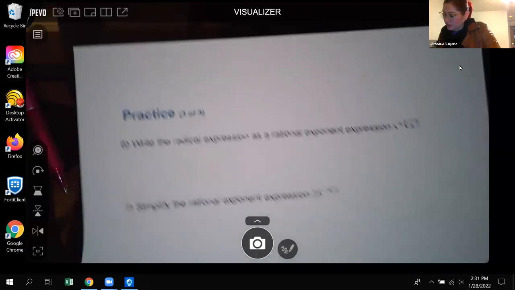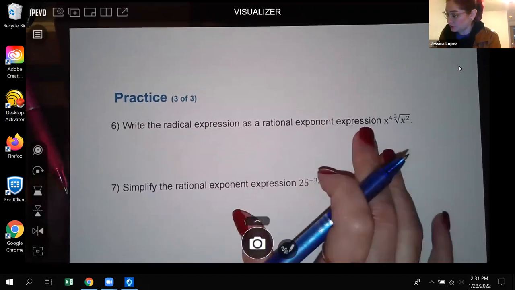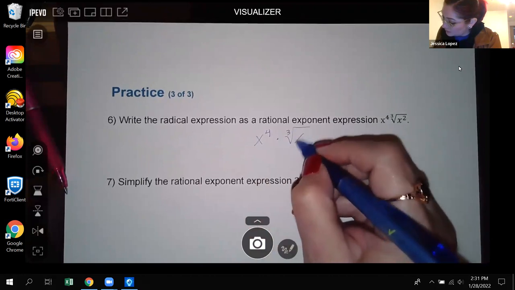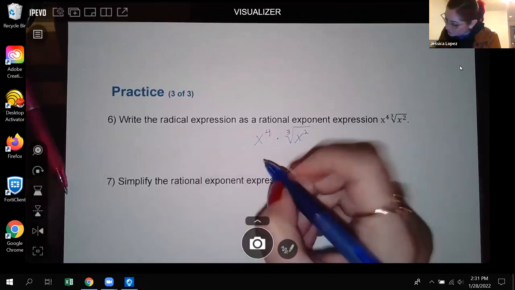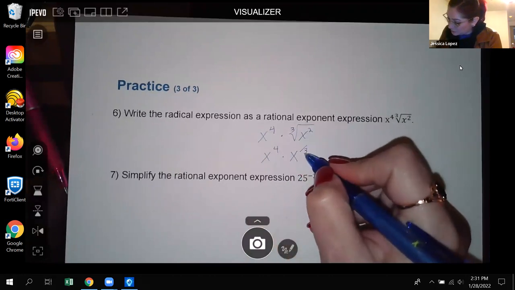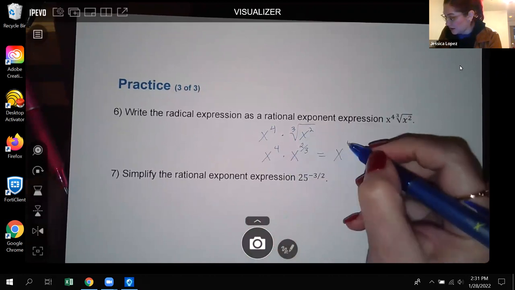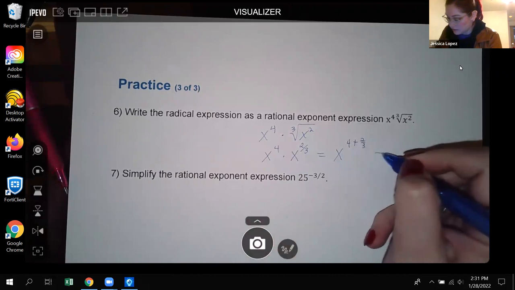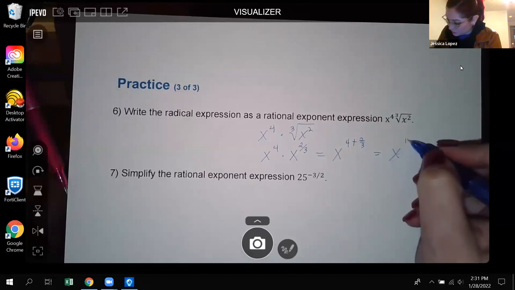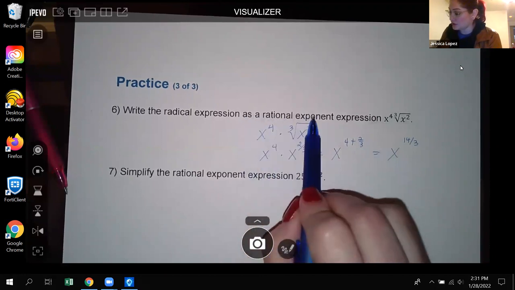Finally, we get to the last page. So it says, write this radical expression as a rational exponent expression. You have x to the 4th, and it's being multiplied by this. Okay. So all you do is you change this into its rational exponent. Remember, the index goes at the bottom, the power goes at the top. Then if I'm multiplying these two guys, we've got to add those exponents. So 4 plus 2/3 is actually equal to 14/3. And it just wants it to be written as a single rational exponent expression.